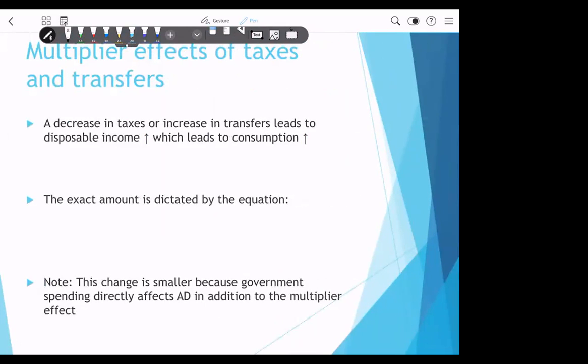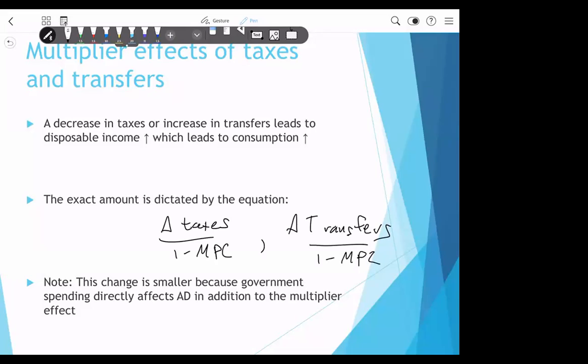We also have the same idea for a multiplier effect on taxes and transfers. If taxes go down or transfers go up, disposable income goes up, which leads to consumption increasing. The exact amount is dictated by the equation: the change in taxes over 1 minus MPC, or the change in transfers over 1 minus MPC. One thing to note, this change is going to be smaller because government spending directly affects aggregate demand in addition to the multiplier effect through consumption. But that's not the case for transfers and taxes. It's only through consumption.